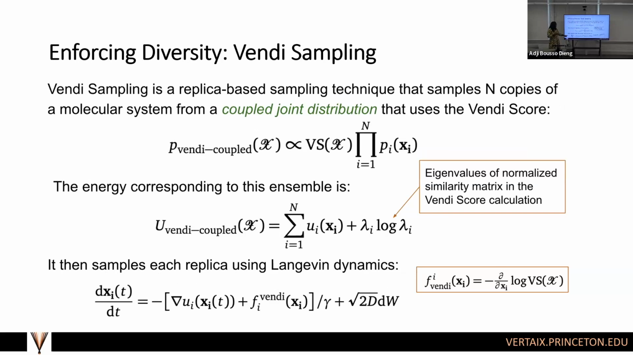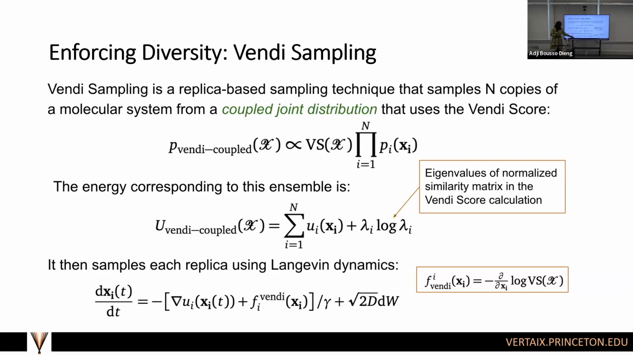And then given this energy, each of the replicas, each of the sampled molecules, evolves over time according to this stochastic differential equation. So dx_i over dt, for the ith element in the collection, is negative gradient of the energy at x_i. So this is a force term, basically, the gradient of energy. And then there's the gradient that's coming out of the Vendi term, we call it the Vendi force. You divide by some term gamma, and then you add the noise term, which is given by a Wiener process. The Vendi force here is just the negative derivative of the log Vendi score.